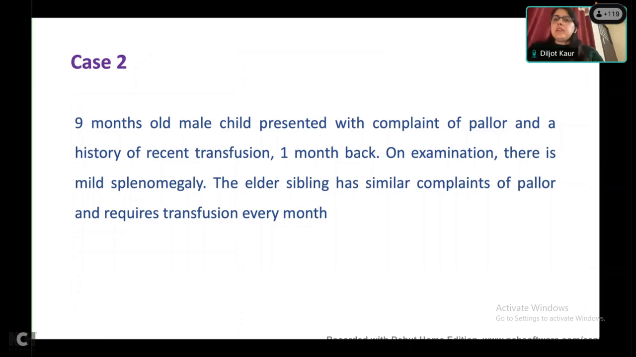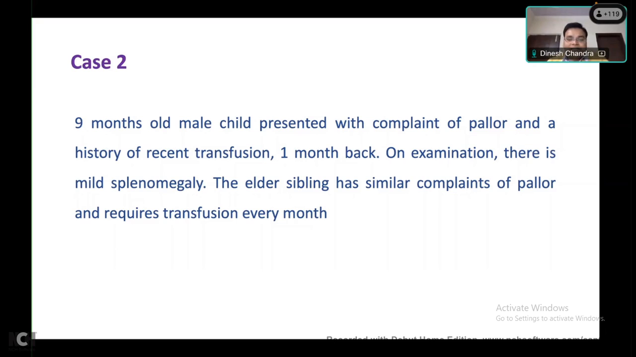There is probably hemoglobinopathy because there is a history of transfusion in both siblings. Although the 9-month-old child has only a single transfusion 1 month ago, the elder sibling is having transfusions every month. So we can think about some hemoglobinopathy. Okay, so first thing, it is very clear there is a strong history of similar complaint, and the child is presenting in early infancy. That means it is an inherited type of disorder. It is not the regular nutritional anemia that we are dealing with.